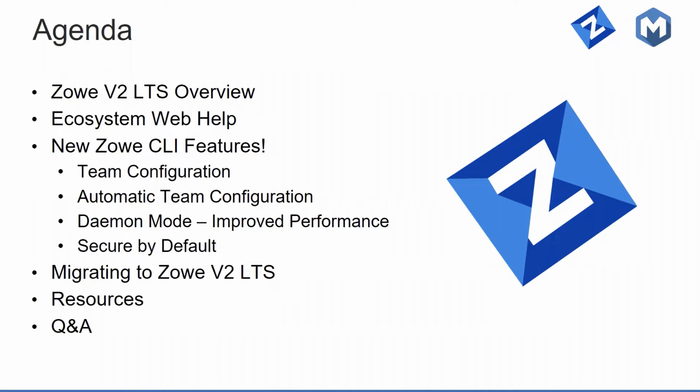We'll then talk about one new asset that's available on the Zowe doc site we call the ecosystem web help. And then we'll dive into the new features for Zowe CLI in V2. These features include concepts known as team configuration, automatic team configuration, Daemon mode, which significantly improves the performance of the Zowe CLI. The Zowe CLI is now secure by default. We'll talk more about what that means in detail later on. And then also how you can easily migrate to the V2 LTS release if you're currently on the V1 LTS release. We'll provide some resources and links that you can check out.